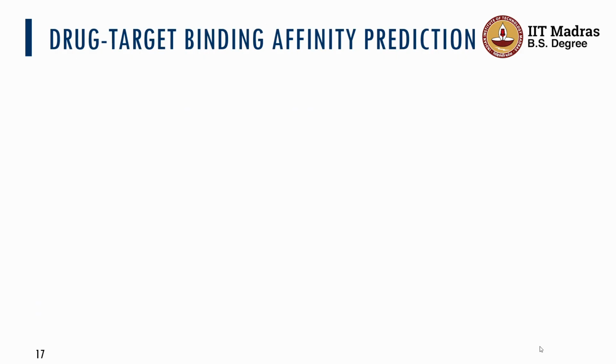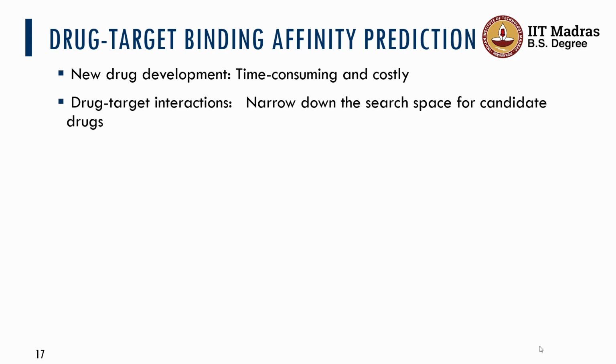The next task we are going to look at is drug target binding affinity prediction. We already learned that new drug development is time consuming and costly, and drug target interactions have a very interesting application in terms of narrowing down the search space for the candidate drugs. That's one advantage. It will actually narrow down which candidate drugs we should search for in the universe of all the possibilities in the drugs.